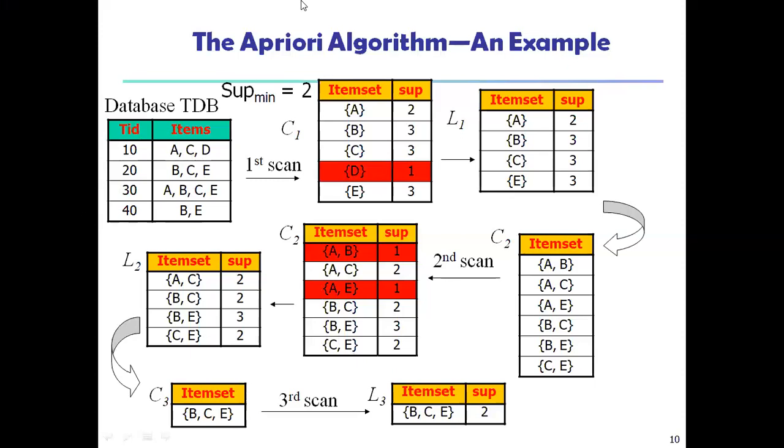Now students, if you calculate the values here, AB has the value 1, and our support count should be 2, so it is not equal to that. So it has to be eliminated, and they are marked in red color. Similarly AC has the value 2, so it's fine. AE has the value 1, which does not match the support count, so it has to be eliminated. Similarly BC, BE and CE all match the count, so these will be taken for further analysis.